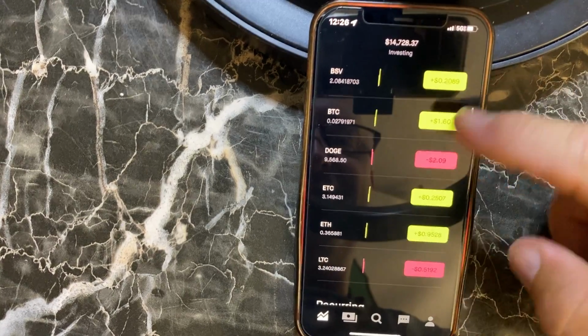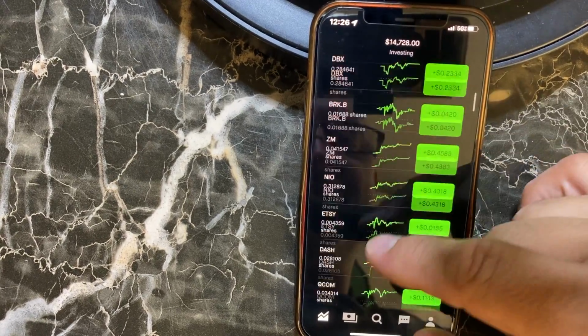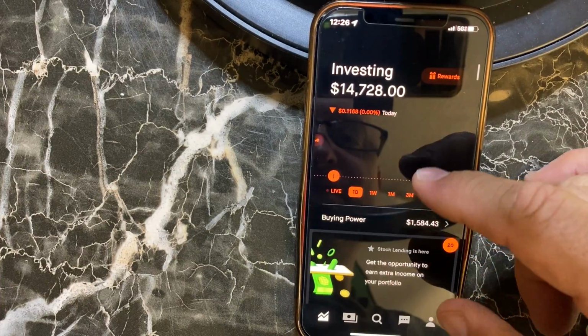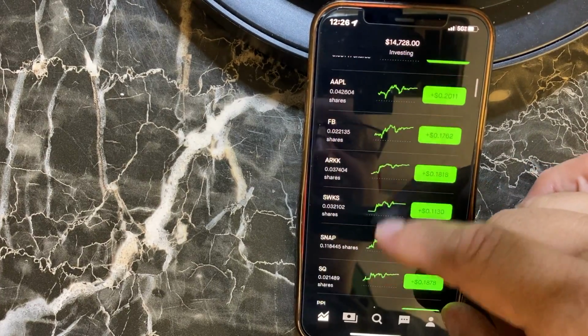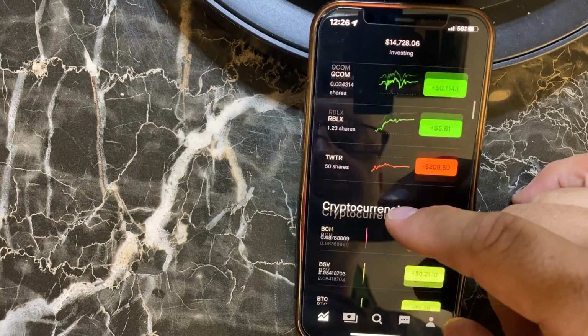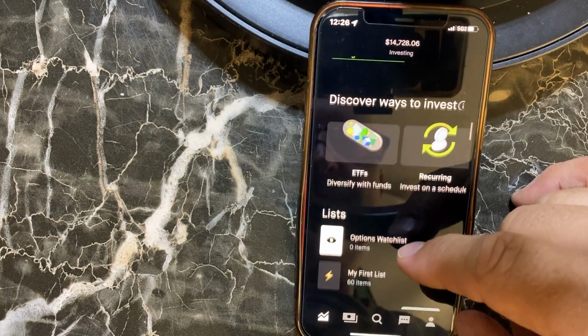I was thinking about taking all this and selling it and buying Tesla stock, but I'm just going to leave it because every time I sell and readjust, you have to pay taxes, and I had to pay a lot of taxes last year, so I'm just going to let it ride.